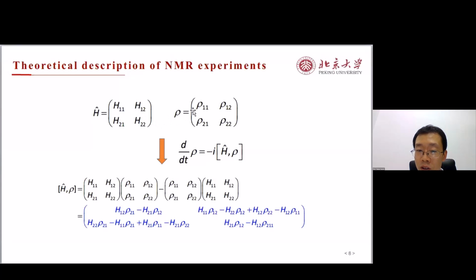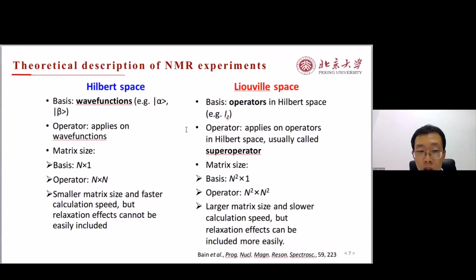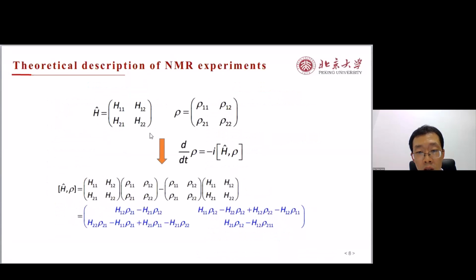This is the description for a single spin 1/2. For a single spin 1/2, the density matrix size would be 2 times 2, and the Hamiltonian would also be 2 times 2. If we want to calculate the evolution of the density matrix, we need to calculate the commutator between the Hamiltonian and the density matrix. The commutator is calculated like this. It's just a matrix multiplication, and then like this. Finally, we get the result in this red color matrix, which describes the evolution of the density matrix.